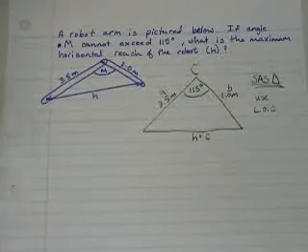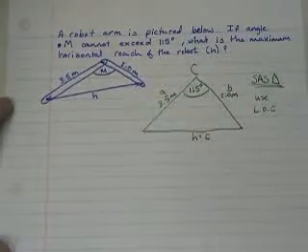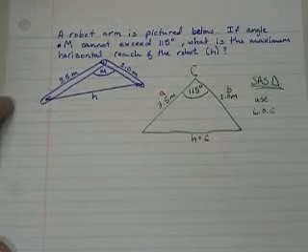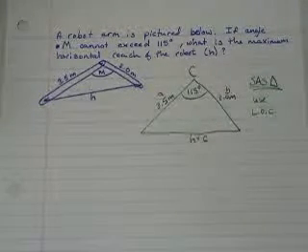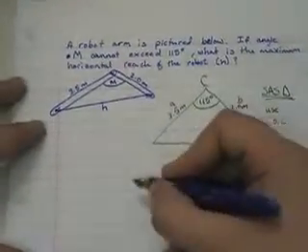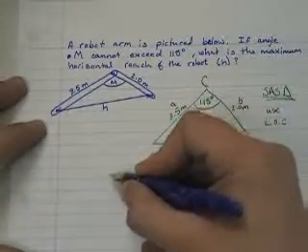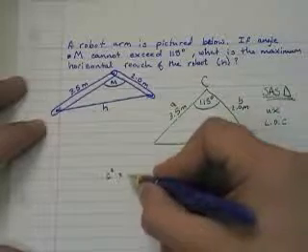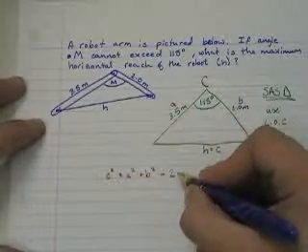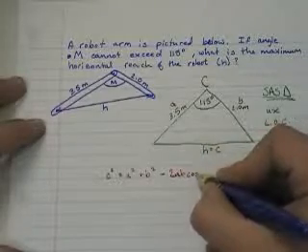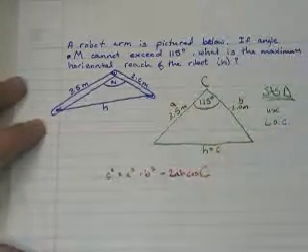So I have a side angle side triangle, and I want to use the law of cosines to find side C. Well, since I want to find side C, I choose the equation that has side C as my unknown. So I'm going to write that equation here. C squared equals A squared plus B squared minus 2AB cosine of angle C.